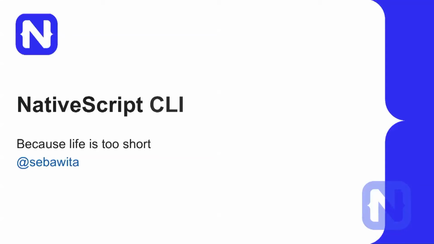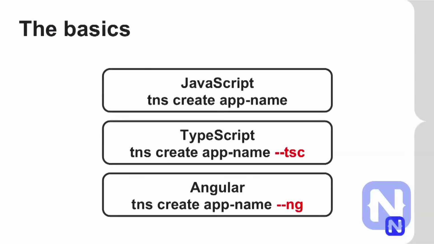So let's start with the basics and creating a project. These are the things that everybody knows. You want to create a project, you just run TNS create and provide an app name, and that will create you a JavaScript project, right?